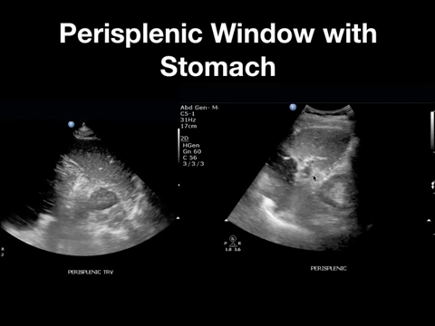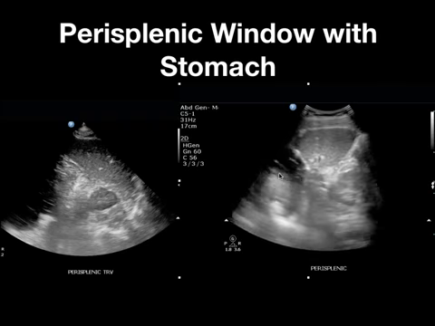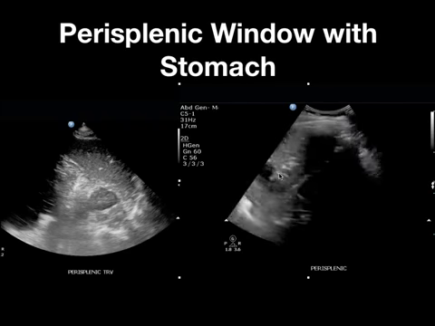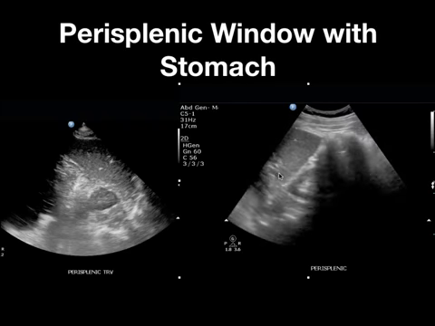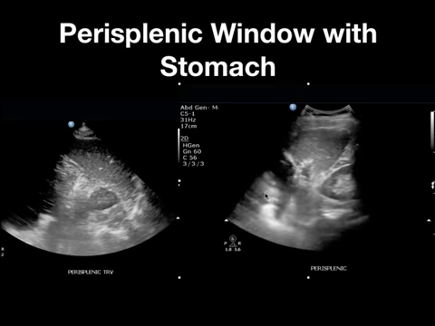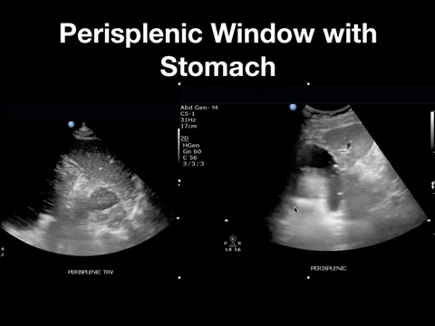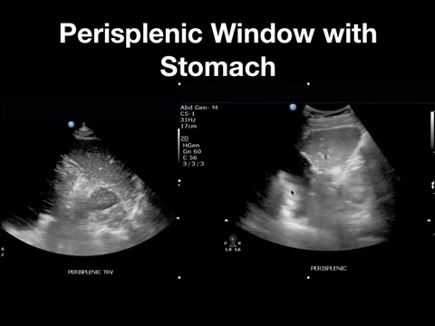On this perisplenic window, if you look, you can see spleen, kidney. There's nothing in the splenorenal fossa, nothing extending this way. But here you see this hypoechoic area that's very large, and it'd be very easy to want to call that a free fluid collection. However, if you take a closer look at it, you can see that there's some reverberation artifacts in there from air. You can see that there's a well-defined wall surrounding it.